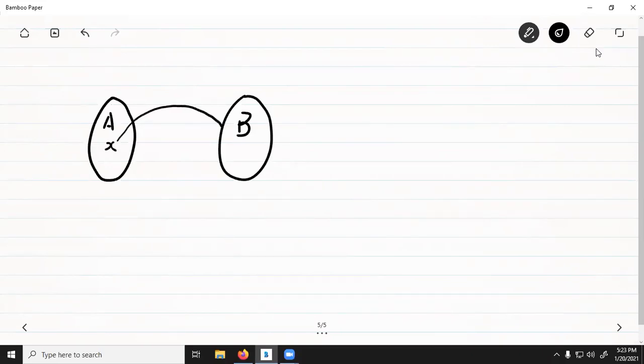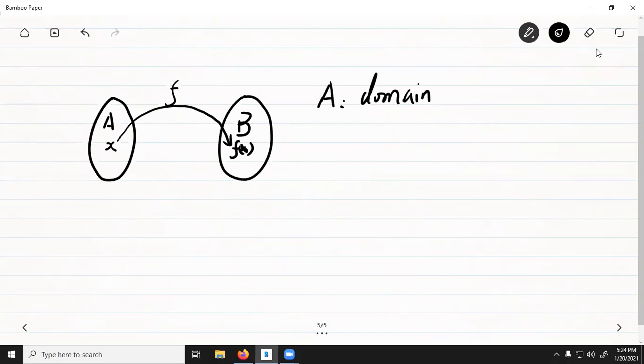We use this function f. You will have a new element which is called f of x in B. This is the relation. We set up the relation between two sets using this function f. And this A is called the domain of f. So each element in A must have some image in B.